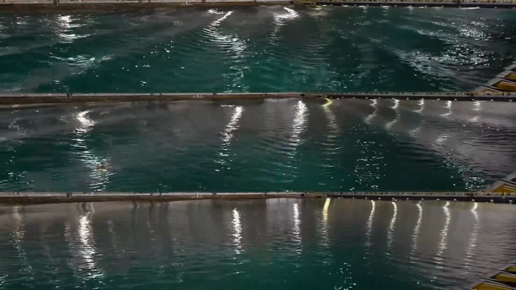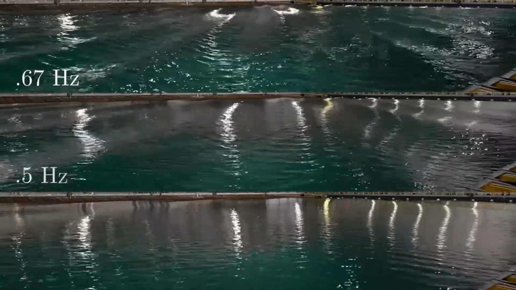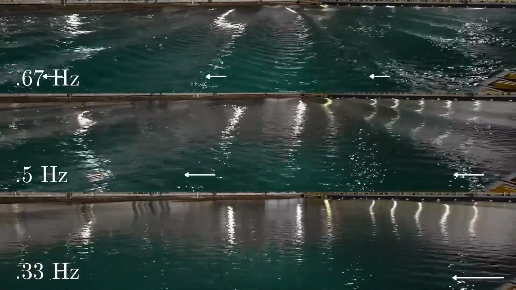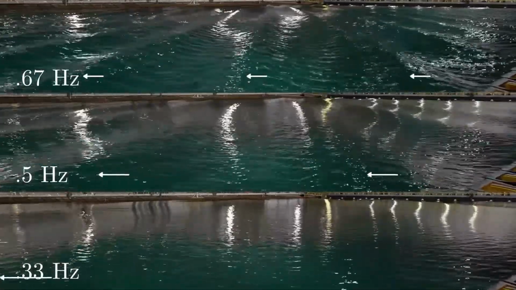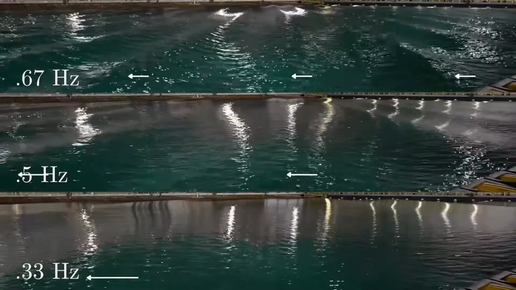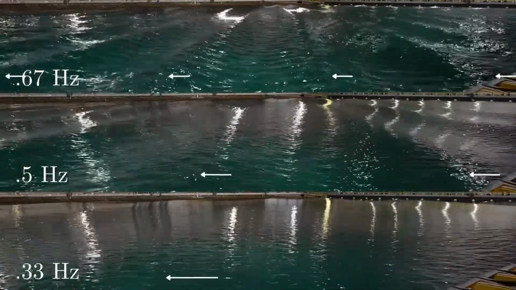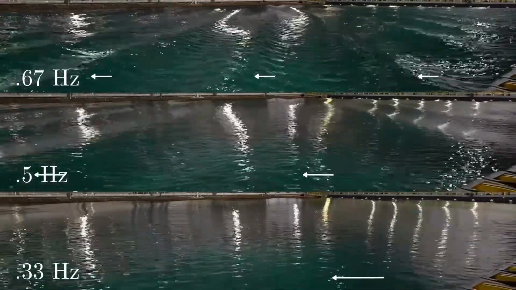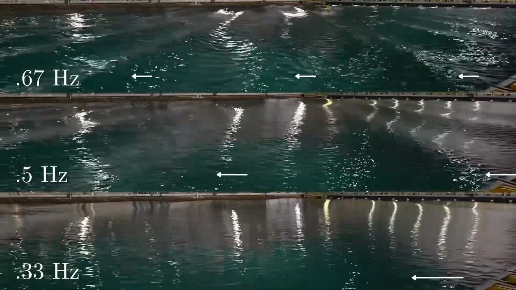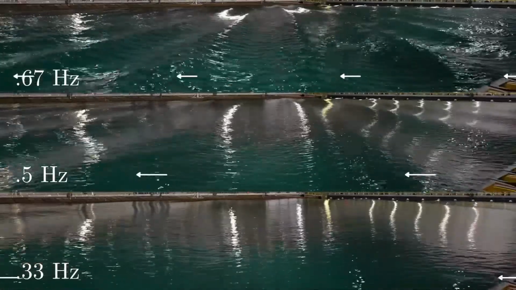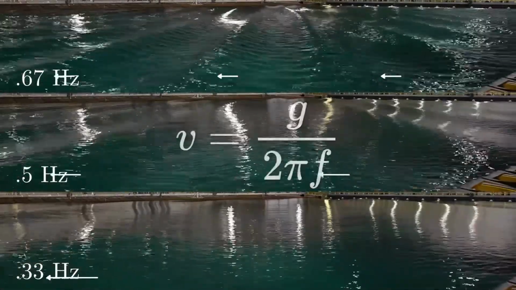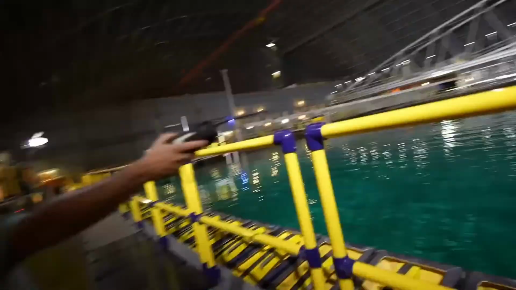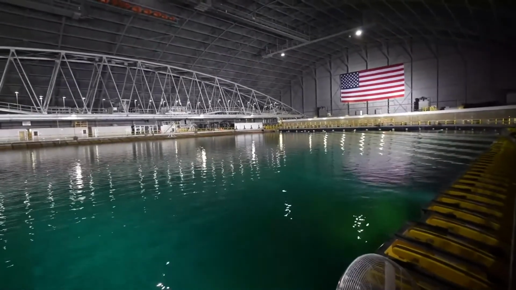Here I'm split screening waves with frequencies of 0.67, 0.5, and 0.33 Hz, all with the same amplitude. So, two things to notice. Even though they all have the same amplitude, the ones with higher frequency look like they have a greater amplitude because the slope of the waves is steeper. And second, the frequency of a wave affects its speed. High frequency waves travel slower than low frequency waves. In fact, as long as the water is deeper than the wave base, wave speed is inversely proportional to its frequency. They have a really cool demo that takes advantage of the different speeds of different frequency waves.